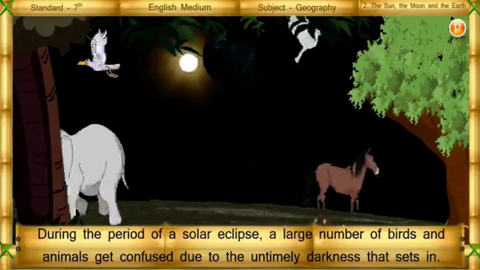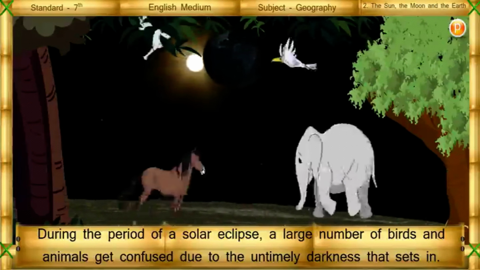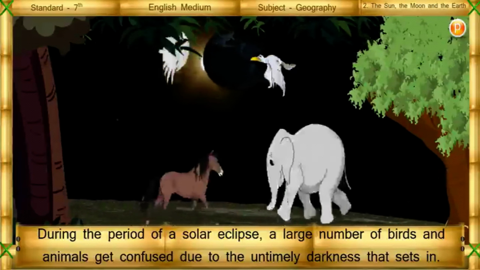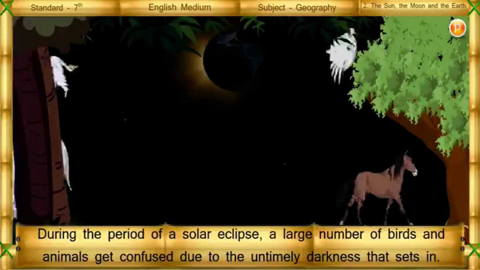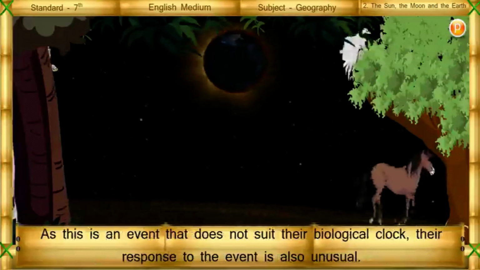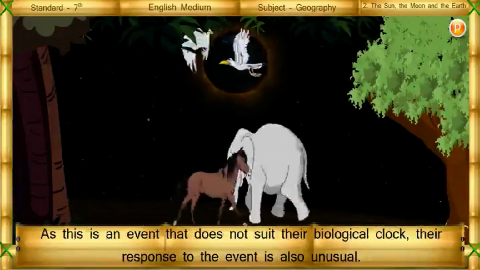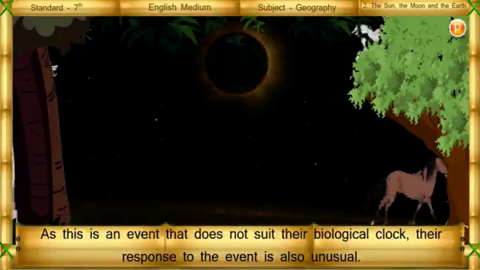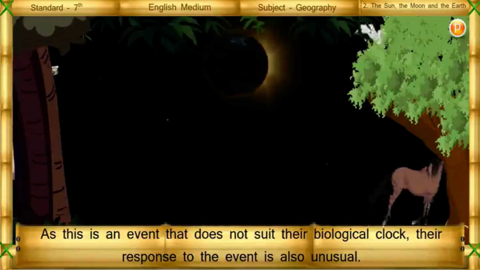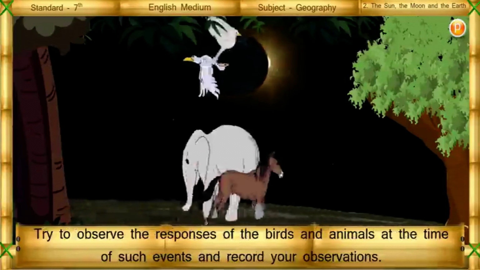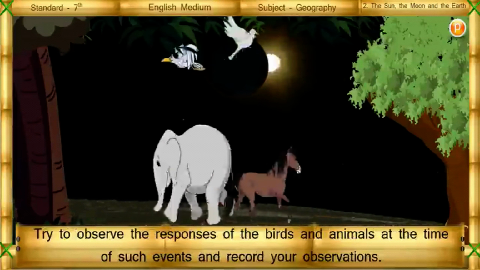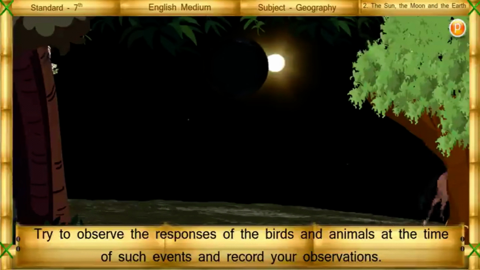During the period of solar eclipse, a large number of birds and animals get confused due to the untimely darkness that sets in. As this is an event that does not suit their biological clock, their response to the event is also unusual. Try to observe the responses of the birds and animals at the time of such events and record your observations.